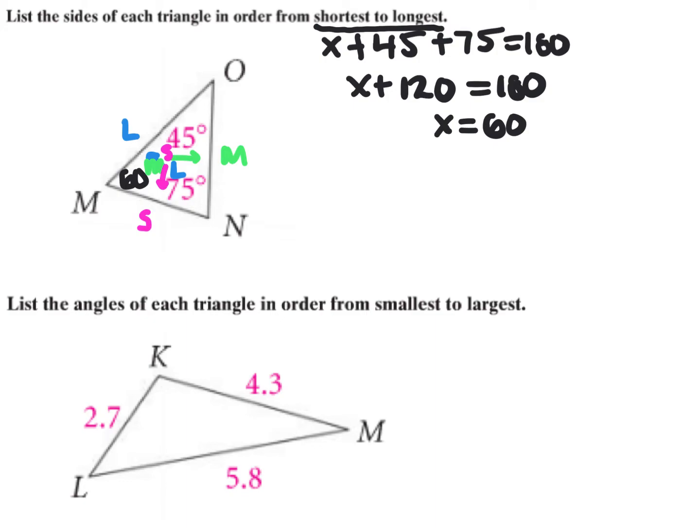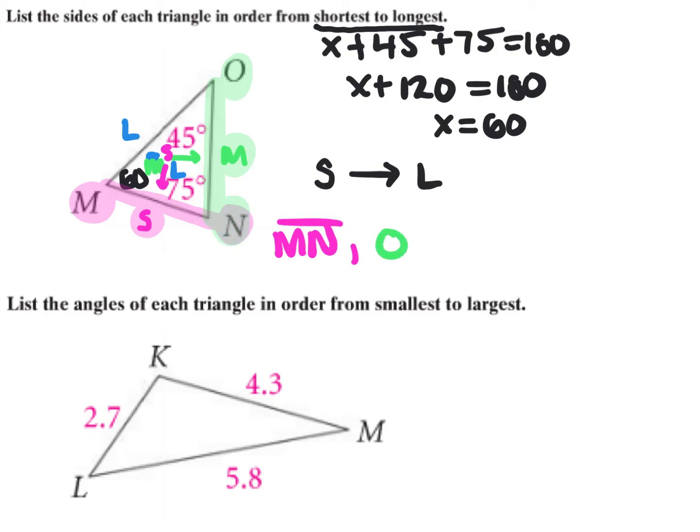And now if I want to list these in order from shortest to largest, my shortest side is MN. Then the medium side is ON. And the largest side is MO.